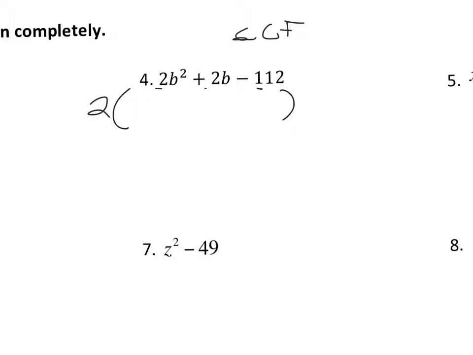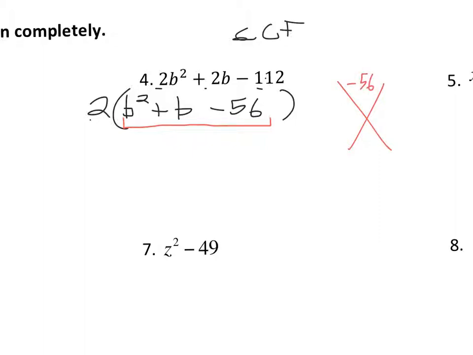Think about what we have left. I still have b squared. I've taken a 2 out, so now I just have b. 112 divided by 2 is 56. So now my job is to really focus on seeing if I could break down or factor this. It's 3 terms, so I'll use the product sum method where I'm trying to think of numbers that multiply to negative 56 and have to add up to 1.